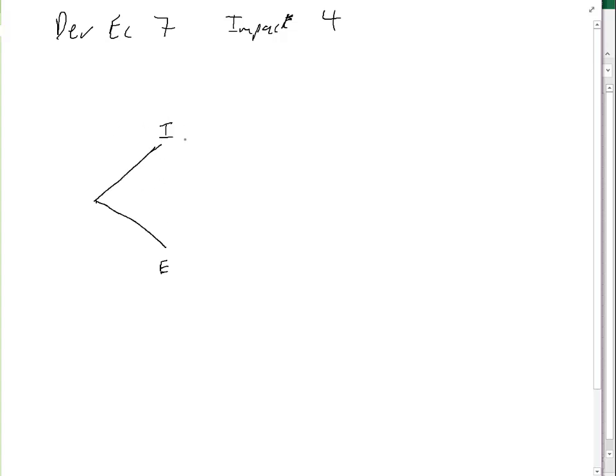So this is the first one. I'm going to put a 1 here. That's the first person picked. So I1 means the first person is impact, E1 means the first person is economics, and then this is the second round of selection. So I2, E2, and I2, E2. And then you can start filling in probabilities.